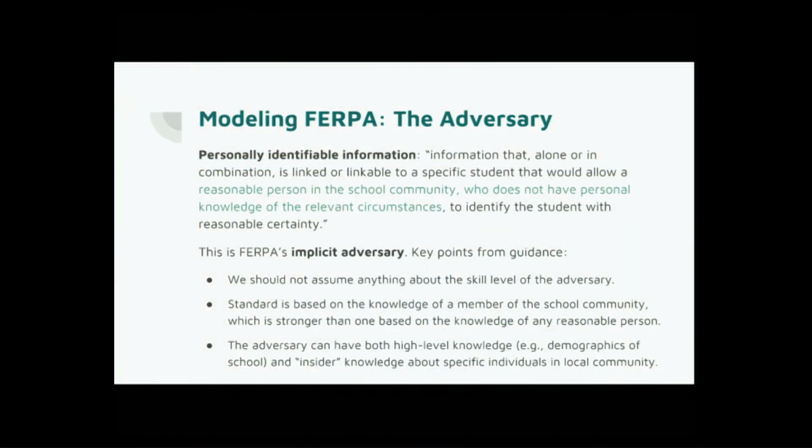And interpreting that language, we found a few key points from the guidance from the Department of Education. We know that we should not assume anything about the skill level of the adversary. So by referring to a reasonable person in the school community, the Department of Education says they don't mean someone who lacks technical skill in re-identification. So we don't assume that the adversary doesn't have that. The standard is also based on the knowledge of a member of the school community, which the Department of Education says is meant to mean that the potential adversary has potentially a lot of personal knowledge about schools, about students in the school community. So it refers both to the knowledge of a member of the community as well as the knowledge that any person might have. So this is meant to be a stronger standard.